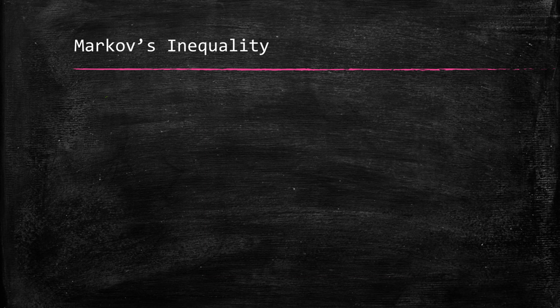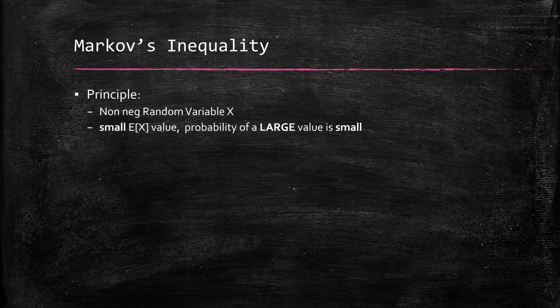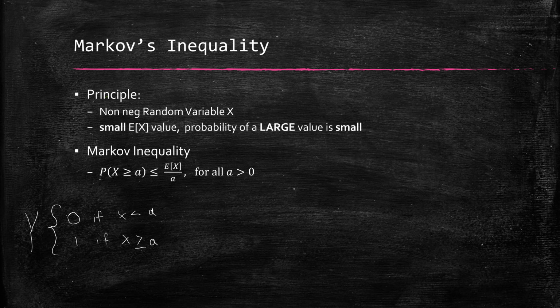All right, we're going to start off talking about Markov's inequality, which is kind of funny because he was the student of Chebyshev. Anyway, the principle behind it is we take a non-negative random variable x. If the expected value is small, the probability of obtaining a large value is small as well. So the inequality states that the probability of x being greater than or equal to a is less than or equal to the expected value of x divided by a. A is a non-negative constant here.